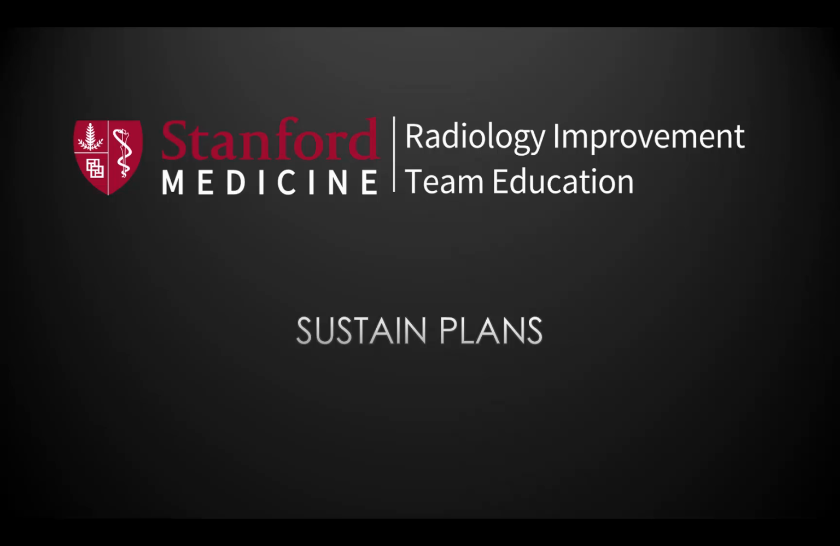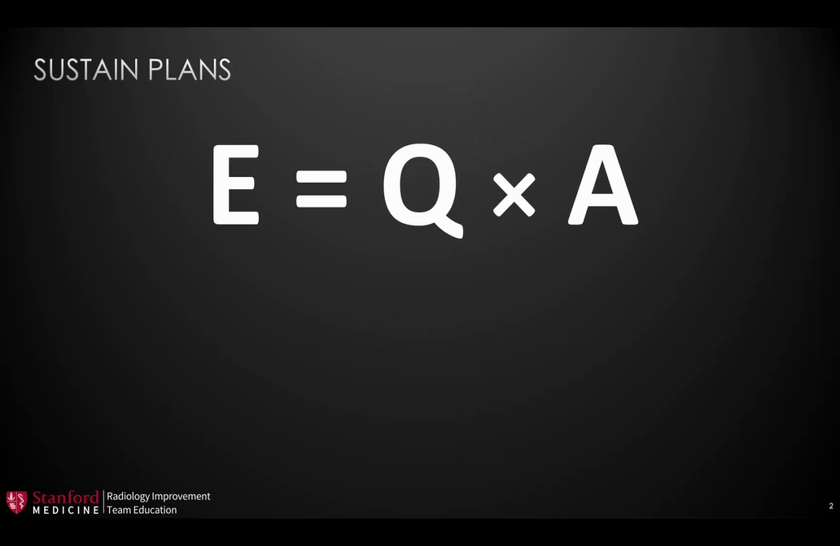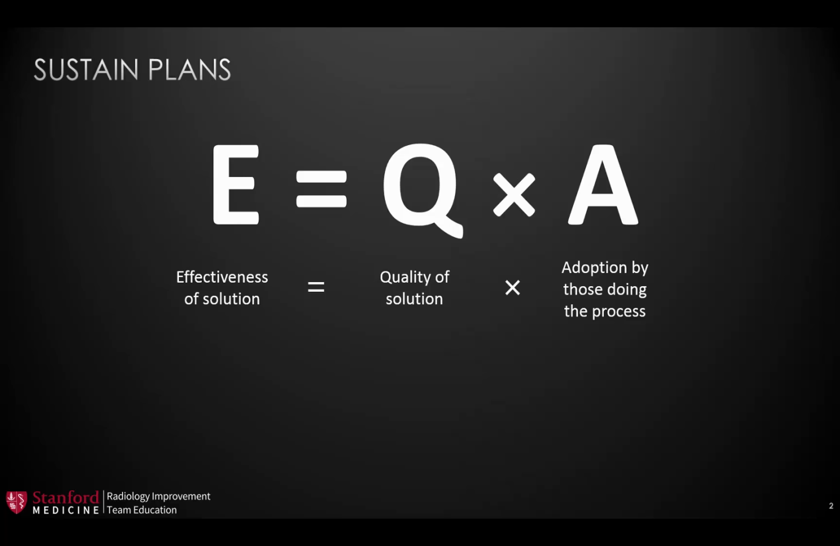To illustrate the importance of sustain plans, I will use this equation. E equals Q times A. E is the effectiveness of your solution, Q is the quality of your solution, and A is adoption by those doing the process. So let's look at an example to see how this equation works.